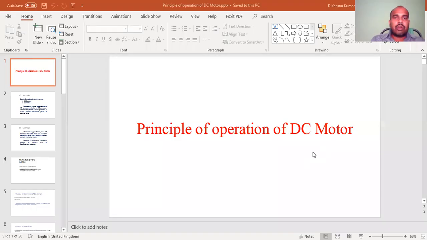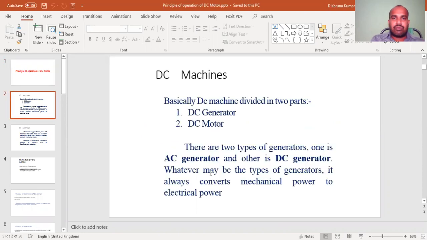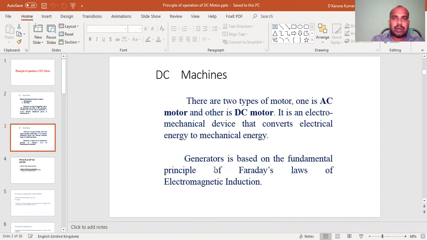Good morning. Today we are going to discuss the working principle and operation of a DC motor. First of all, the DC machine: it converts one form of energy into another form of energy. There are two types of DC machines: DC generators and DC motors. A DC generator converts mechanical power to electrical power. A DC motor converts electrical energy into mechanical energy.